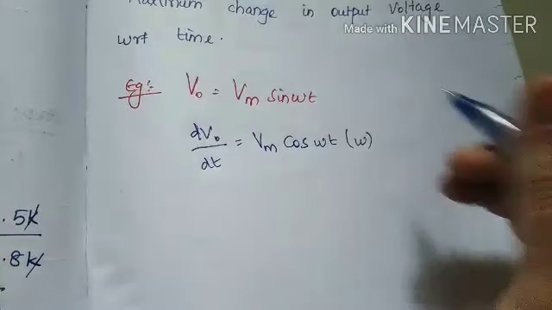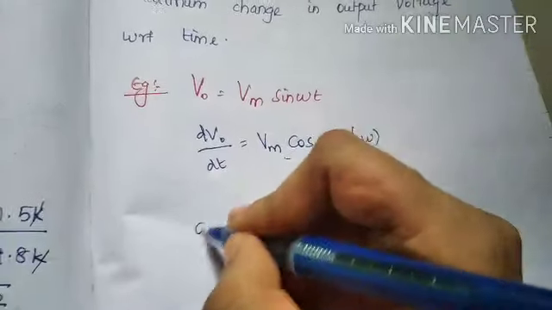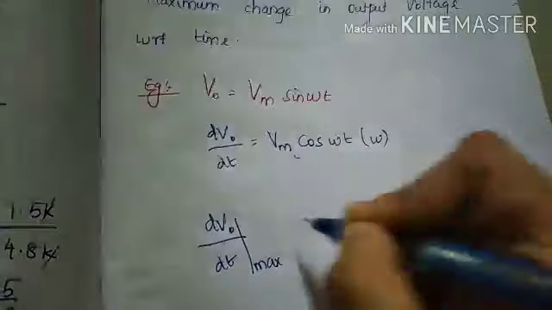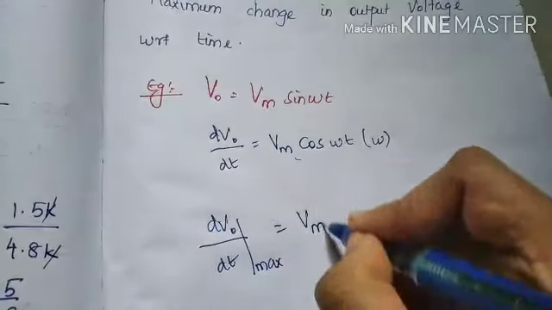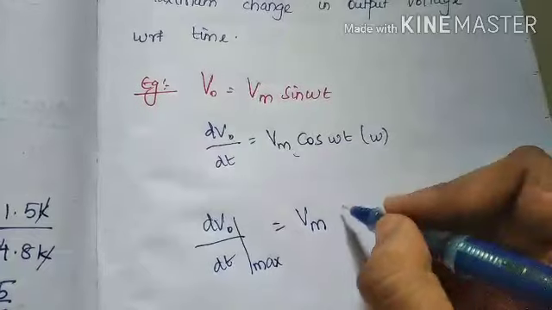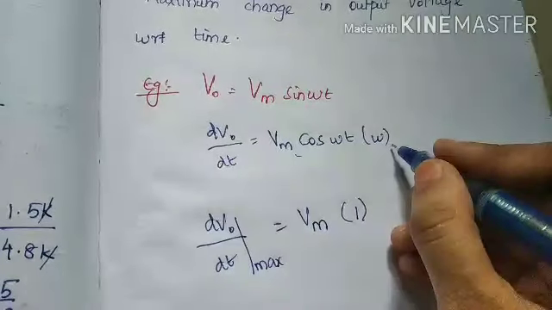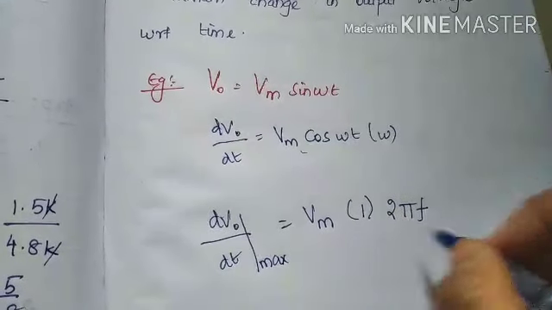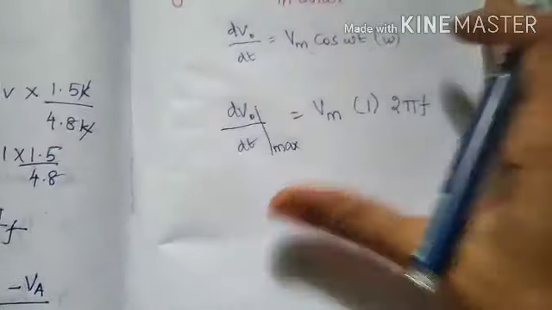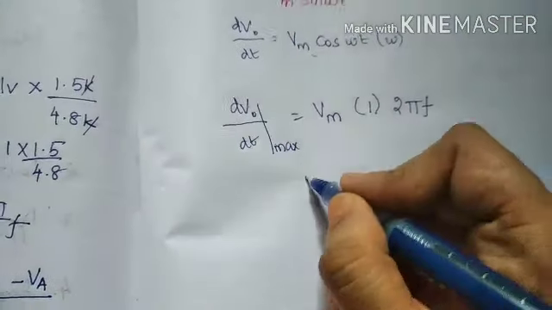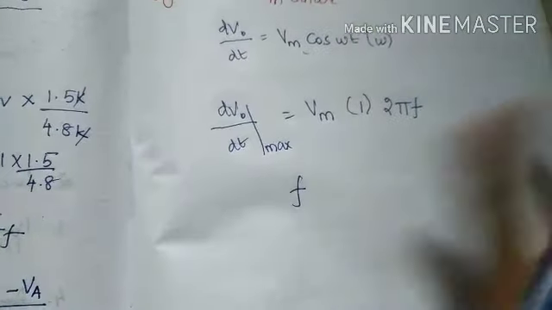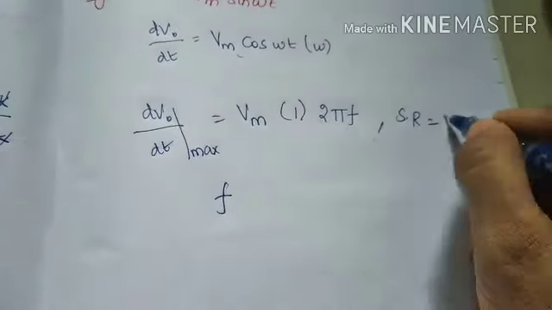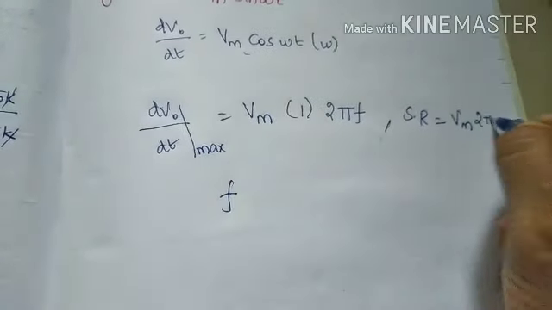See, what is the maximum value of this cos omega t? Now we have to find the value of dV0 by dt max. So Vm into, what is the maximum value of cos omega t? It is 1. So what is the omega value? 2 pi f. We can replace this omega as 2 pi f, right? So we can write the slew rate SR is equal to Vm into 2 pi f.